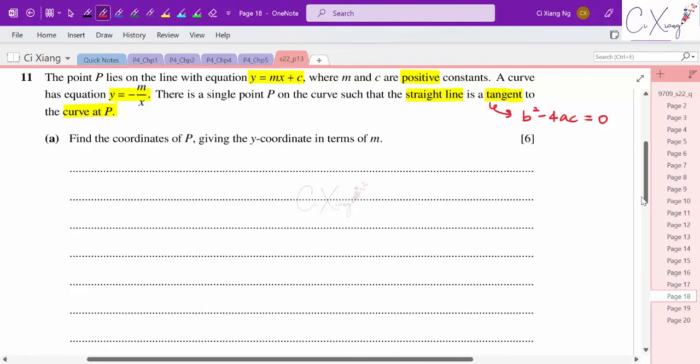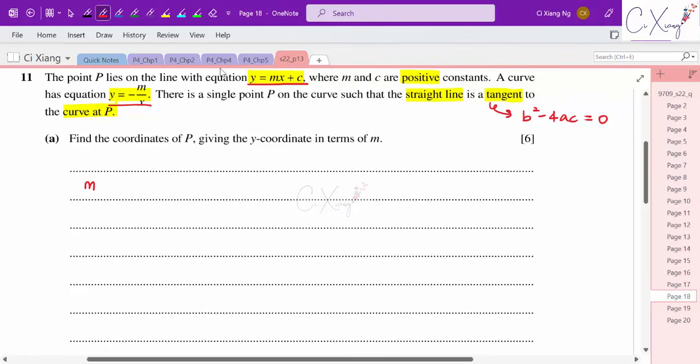Okay, but to get the b squared minus 4ac equals 0, I need to have a quadratic form equation. And from here, you won't see any quadratic form equation. And we know that we are having the straight line, which is y equals mx plus c, and also y equals negative m over x for the curve. And then this one is actually like we are having the intersection point between the straight line and also the curve, right? So to solve and get the intersection point, I need to solve these two equations simultaneously.